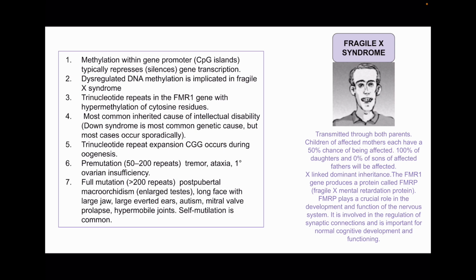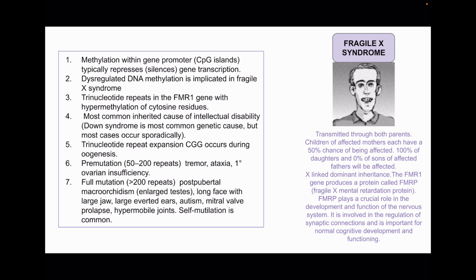X-linked dominant inheritance. The FMR1 gene produces a protein called FMRP, which is Fragile X mental retardation protein. FMRP plays a crucial role in the development and function of the nervous system. It is involved in the regulation of synaptic connections, and it is important for normal cognitive development and functioning. Methylation within the gene promoter, CpG islands, typically silences gene transcription. Dysregulated DNA methylation is implicated in Fragile X syndrome. Trinucleotide repeats in the FMR1 gene with hypermethylation of cytosine residues.